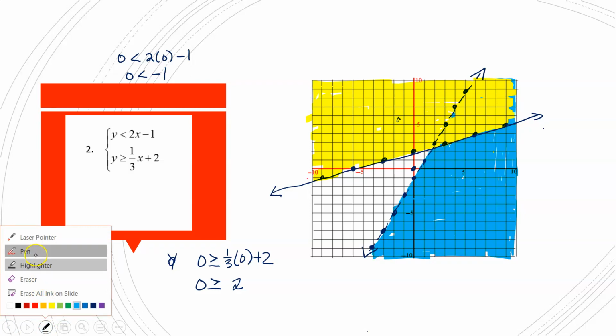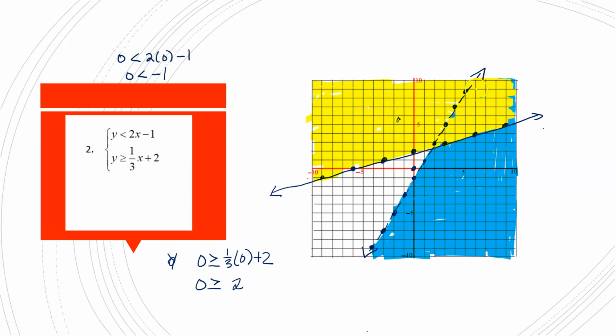Okay, so this, let me get a better color ink. This is overlapping right there. That's our overlapping piece, that little kind of kite-shaped piece. All right.